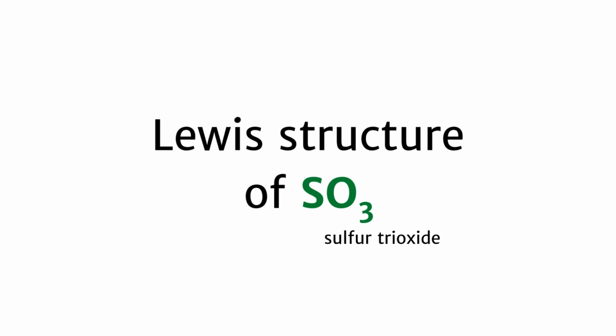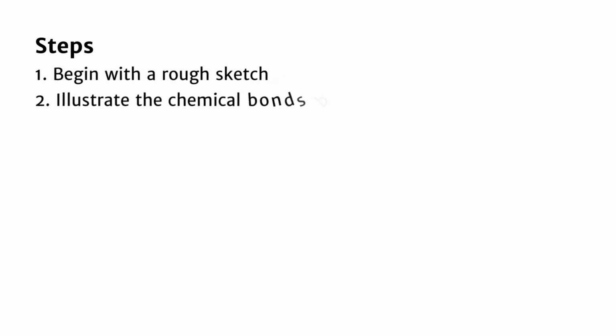Let's draw the Lewis structure of SO3, which is sulfur trioxide. To accurately depict the Lewis structure of SO3, follow these steps. Begin with a rough sketch. Illustrate the chemical bonds between the atoms.